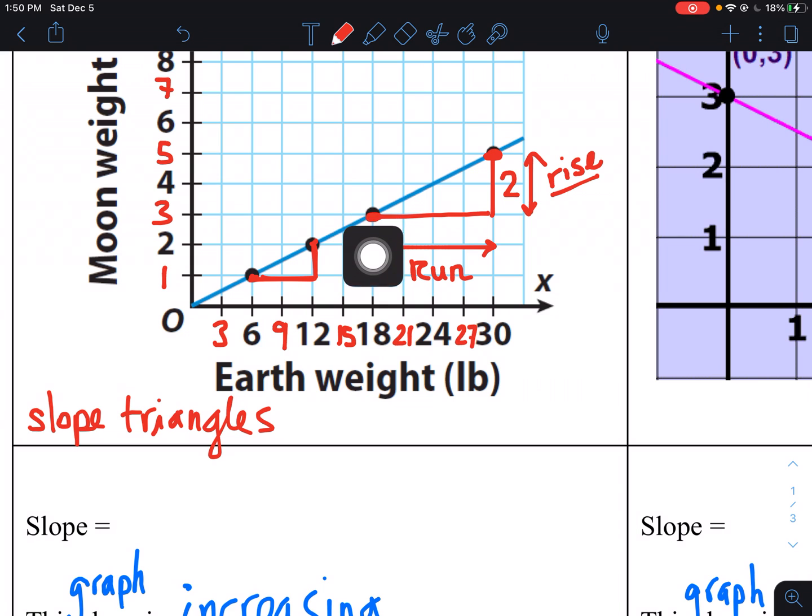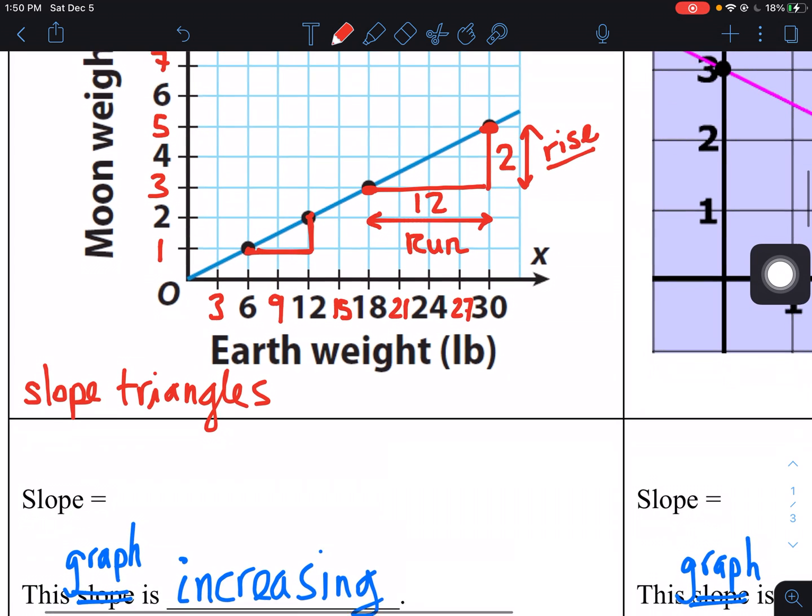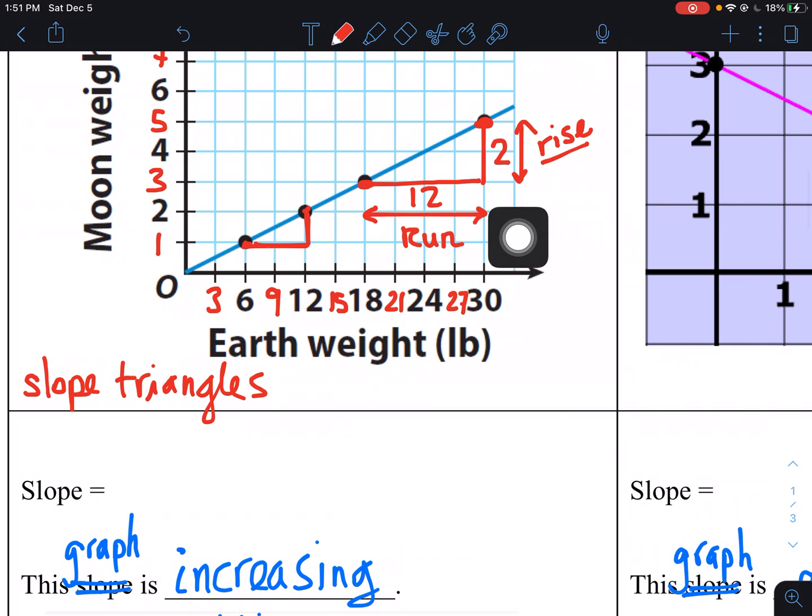This point starts at 18 and ends at 30. So we could either count by 3s: 3, 6, 9, 12, or we could do 30 minus 18 is 12. Okay, so we have how much we are increasing this way for how much we are increasing this way.